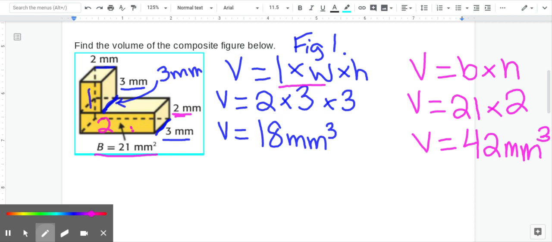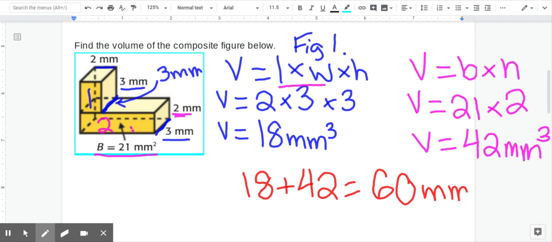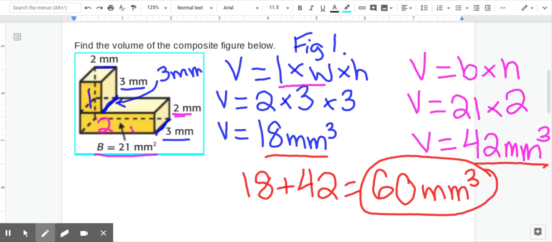Now, to find our total volume for this entire composite figure, we just need to add our volumes from our smaller figures that we found. So we just have to add 18 plus 42, and we get 60 millimeters cubed. So we add our 18 millimeters cubed and our 42 millimeters cubed, and we get our final answer. The total volume of this composite figure is 60 millimeters cubed.